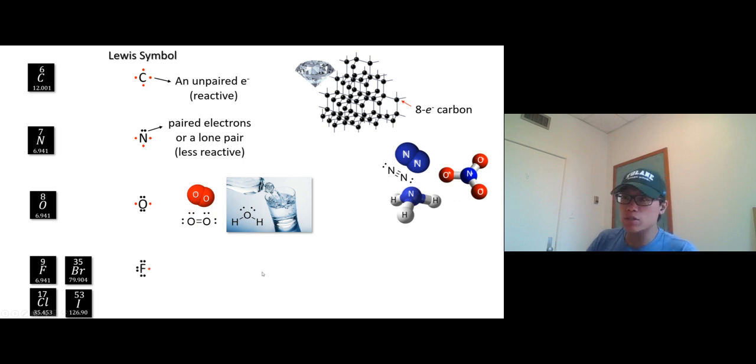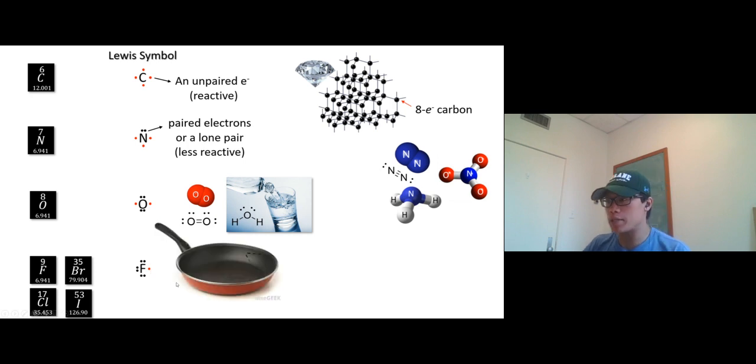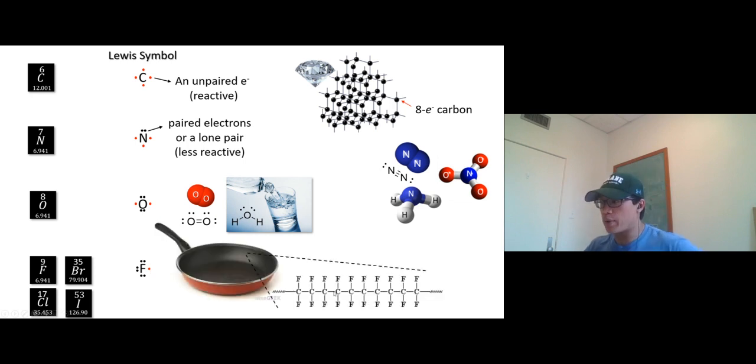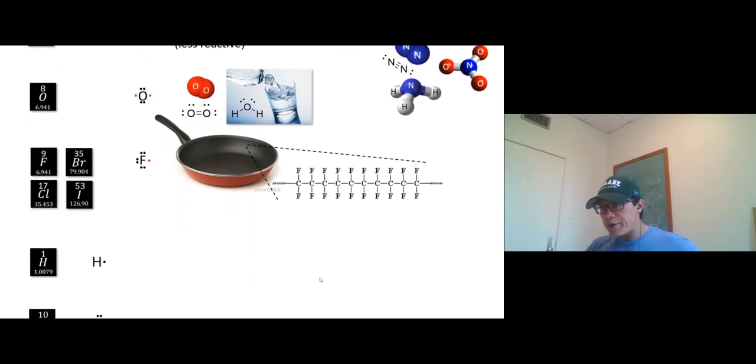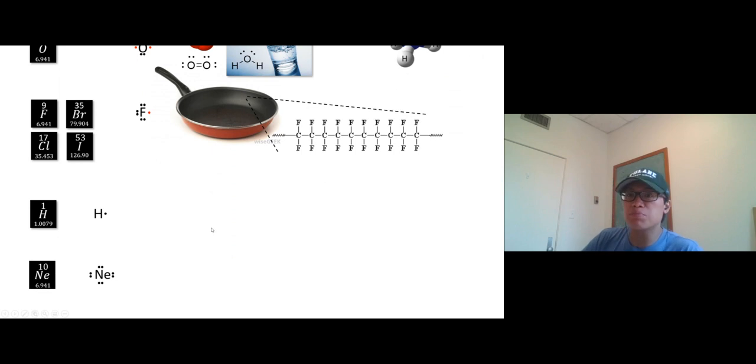Group 7 has 7 valence electrons, so it needs one more electron to become an octet. So fluorine, chlorine, bromine, and iodine will put out 1 unpaired electron. They will form only 1 bond, like in Teflon, where each fluorine forms 1 bond with carbon. Hydrogen is the smallest atom, with only 1 electron. You can't make a pair, so hydrogen will form only 1 bond.